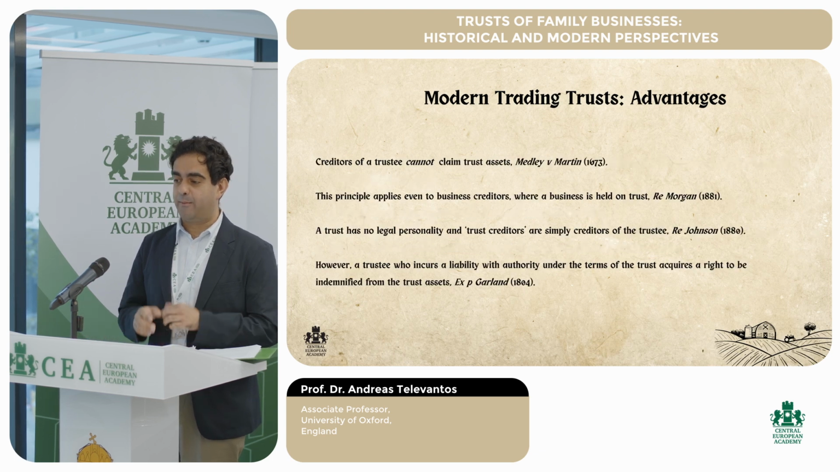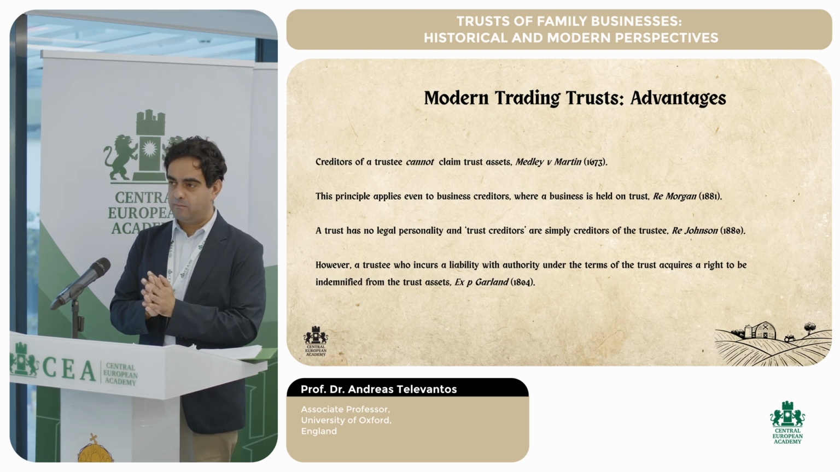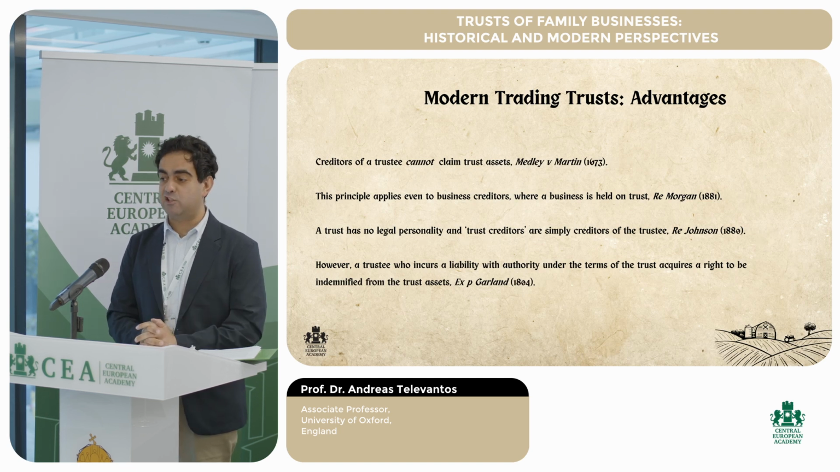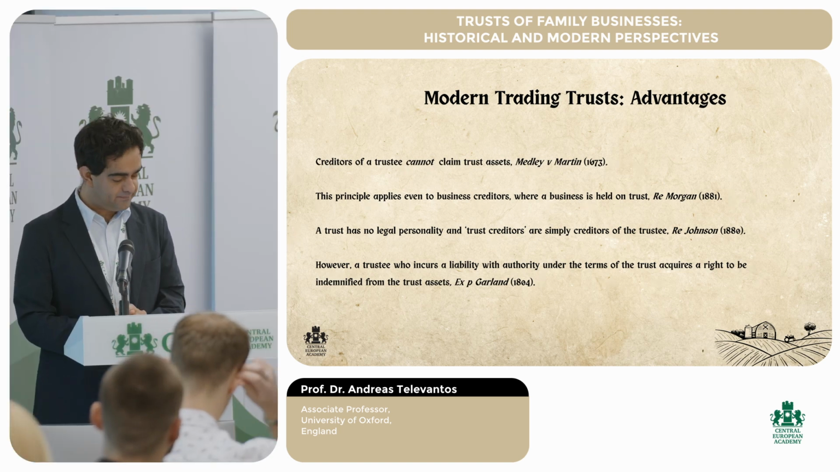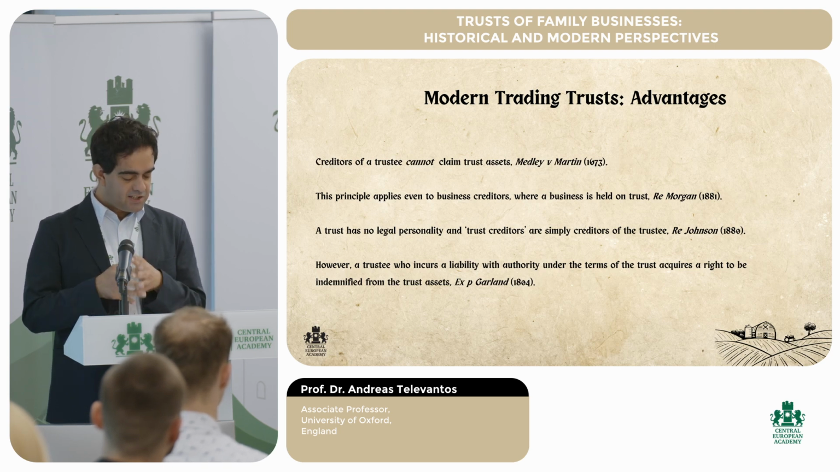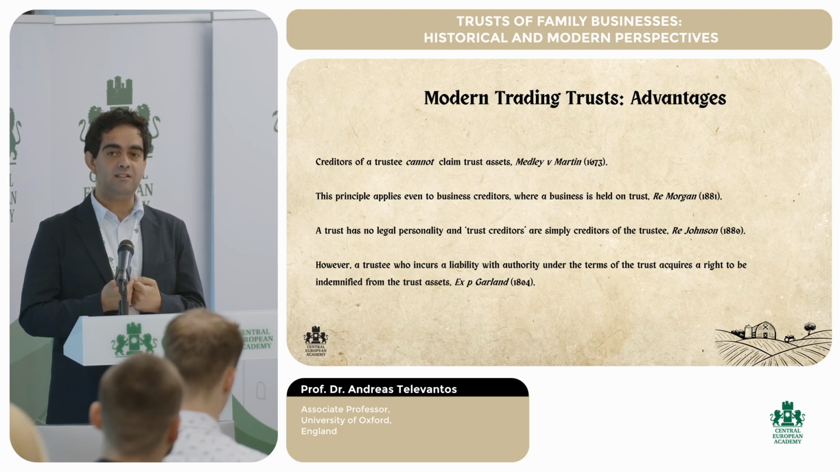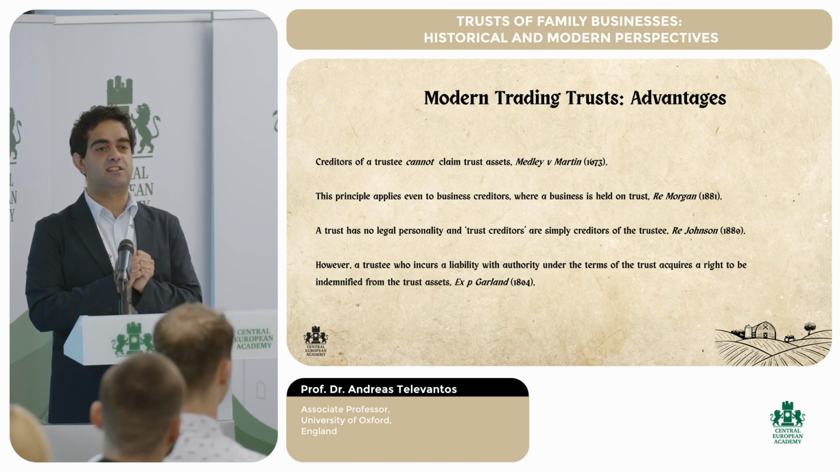The first point is this, and I'm afraid this gets quite technical. As I said right at the start of the talk, the creditors of a trustee cannot claim trust assets, and this is a rule that dates back to the 17th century, the case of Medley and Martin, which is on the slide. Now, this principle includes business creditors. So where a business is held on trust, as a matter of law, the creditors of the business are simply the personal creditors of the trustee. As such, if they are unpaid, they have no right to claim the business assets, because the business assets are trust assets.